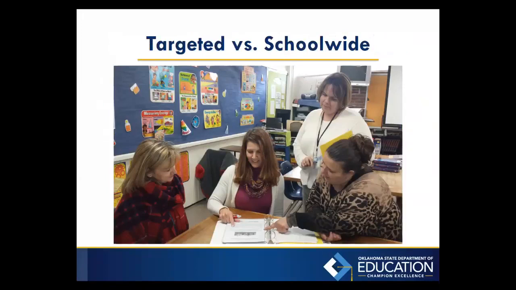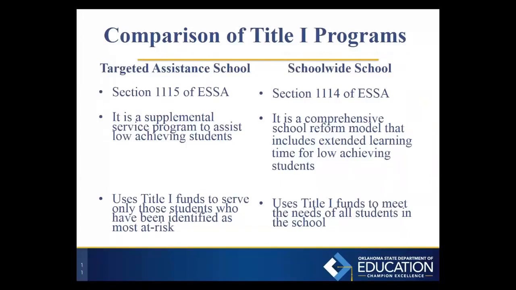And we want to compare the differences between targeted and school-wide schools. Under a targeted assistance school, Section 115 of the ESSA, it is a supplemental service program to assist low-achieving students and uses Title I funds to serve only those students who have been identified as most at risk. Under a school-wide school, Section 114 of the ESSA, it is a comprehensive school reform model that includes extended learning time for low-achieving students, and uses Title I funds to meet the needs of all students in the school.